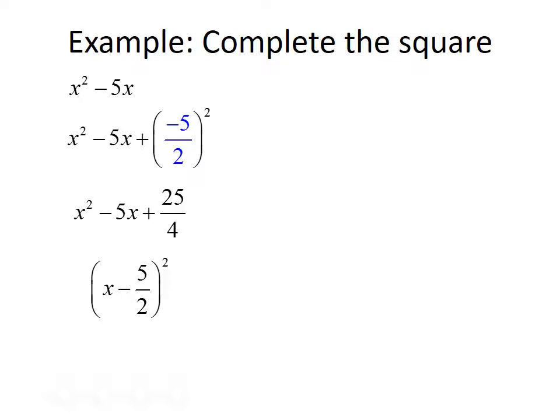Now, factoring this expression may be a little bit difficult. Something that you can remember, as we talked about on the previous slide, is that whenever you complete the square, the factored form will always take the form of x plus whatever m divided by 2 was. So in this example, our m over 2 was negative 5 over 2, and that's why we have minus 5 halves inside the parentheses with the x.